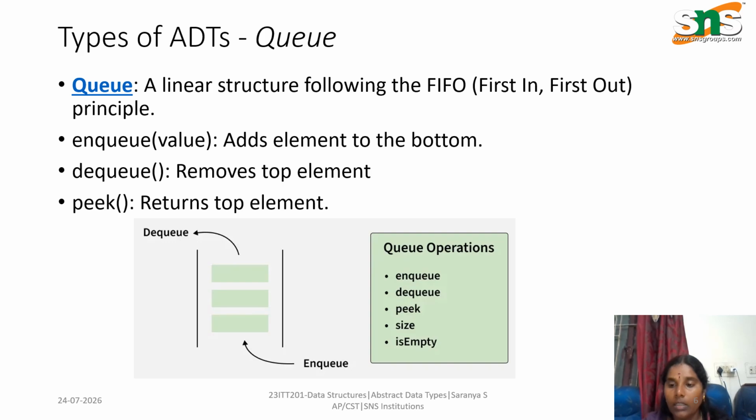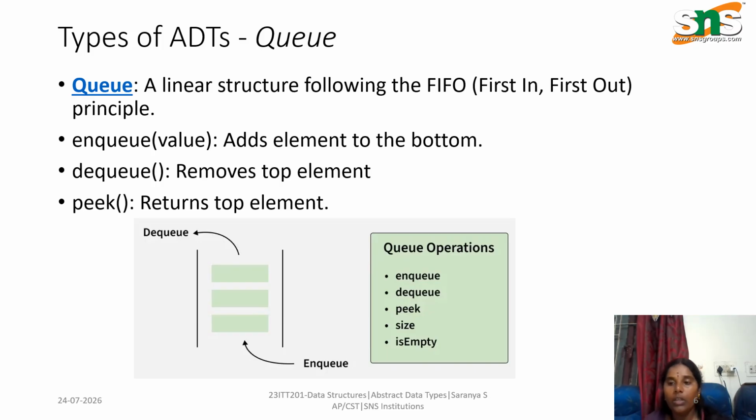Next, the queue ADT. The queue is a linear structure following the first in first out principle. Enqueue adds an element at the rear, dequeue removes an element, and peek returns the front element. Size is the length of the queue, and isEmpty checks for empty.